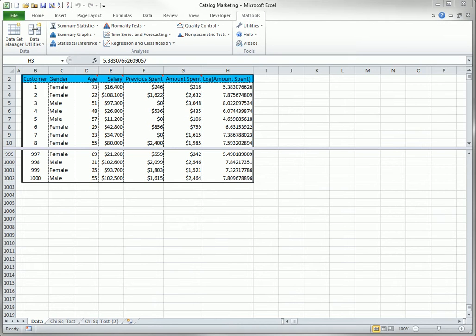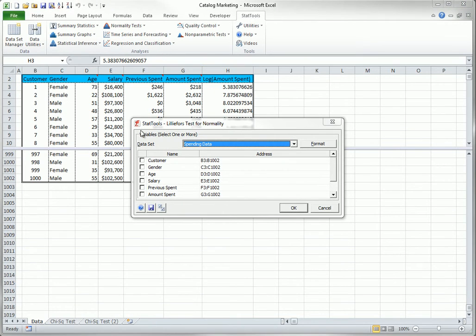It compares the cumulative distribution of the data to the cumulative distribution of a normal distribution with the same mean and standard deviation as the data. It has a special test statistic and critical values for deciding whether the data are significantly non-normal. This dialog box shows how you can test both the amount spent and its log with a Lilliefors test.